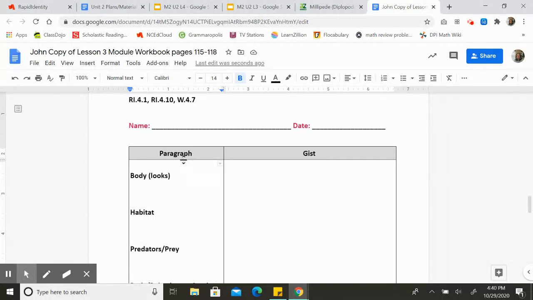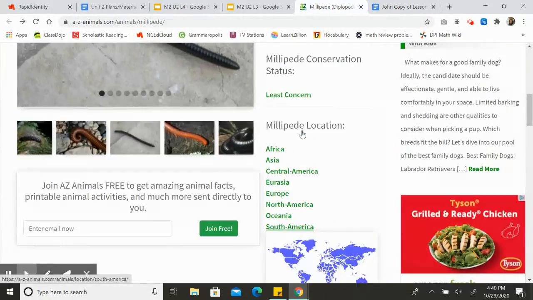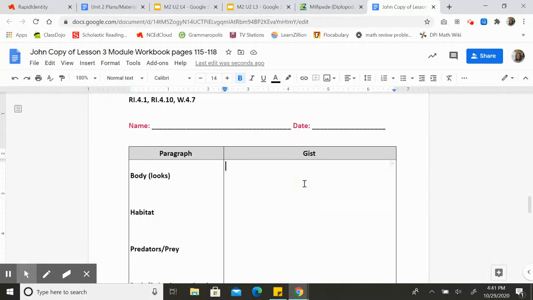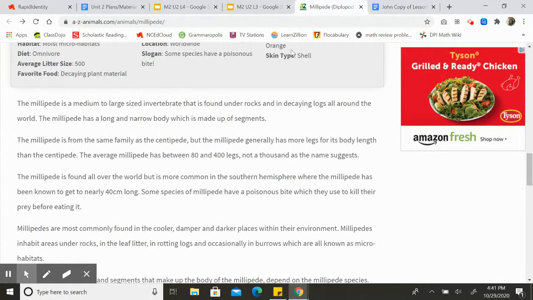Okay, so what I'm going to do is I'm going to look back at the sections, and I'm going to see where it talks about the body, what it looks like, and I'm going to write that down, okay? So it's an invertebrate found under rocks and decaying logs all around the world. It has a long, narrow body, which is made up of segments. So I'm going to write that in. Body is long and narrow, divided into sections. Okay, and then we need to see what color it is, how many legs it has. So it says it has more legs for its body than the centipede. It averages between 80 and 400 legs.